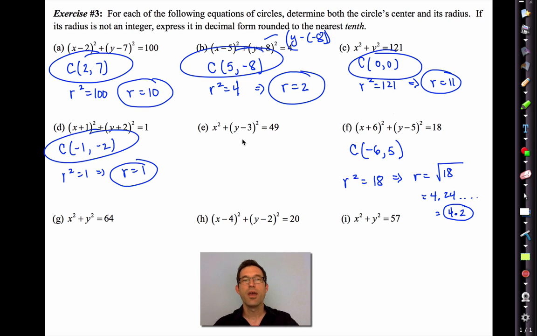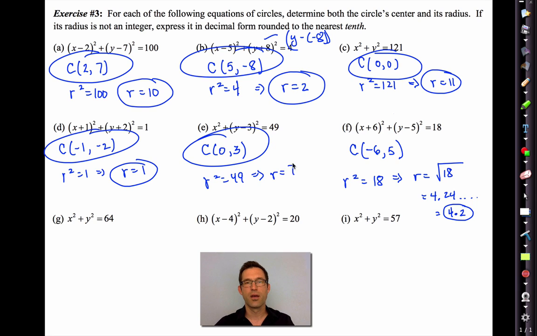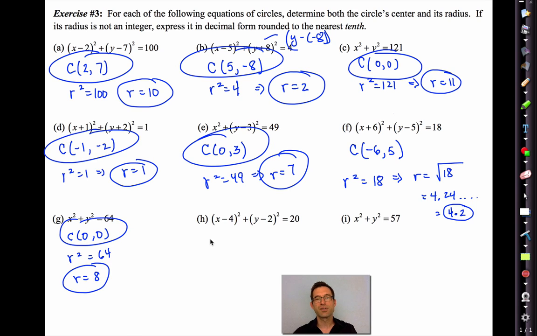Simple enough. Here, this one's like a combination. We've had no shifting in the x direction, so its center is at 0. But in the y direction, the center is at 3. So the center here is at 0, 3. The square of the radius is 49. So the radius is 7. All right, we're just kind of moving along on these. This one, we go back to one where the center is at the origin, and the radius squared is 64, so that's a nice one. The radius is 8.